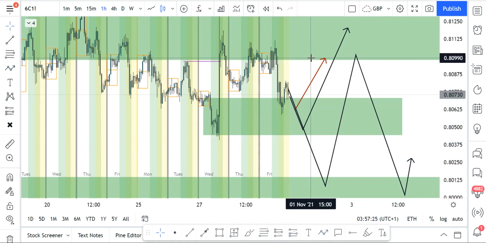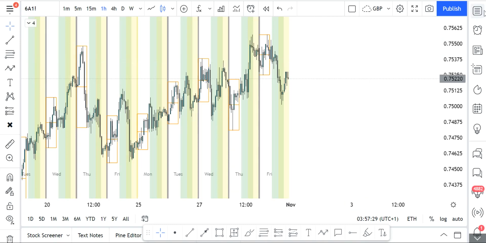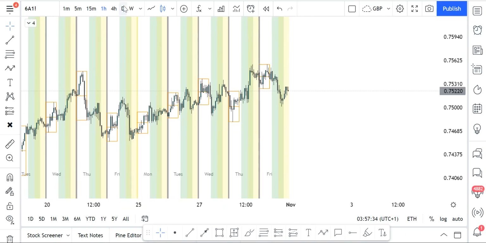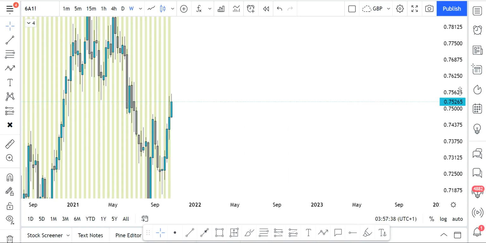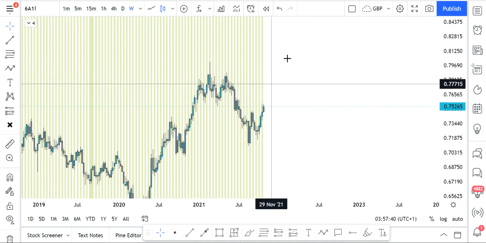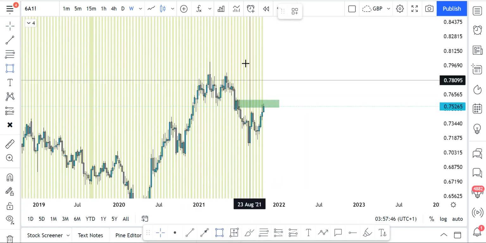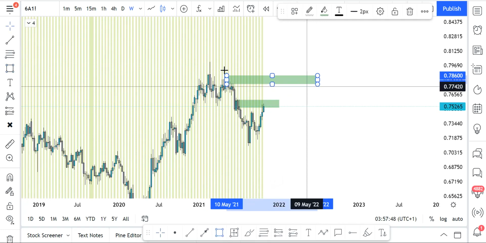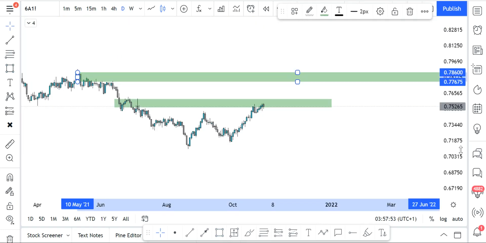Now let's check the next pair. The next pair we'll check is the Australian dollar. Now let's go to the weekly. What can we see on the weekly time frame for the Australian dollar? You can see that we've tapped into a daily demand zone, but our weekly demand zone is around this region. And on the daily, what can we see?